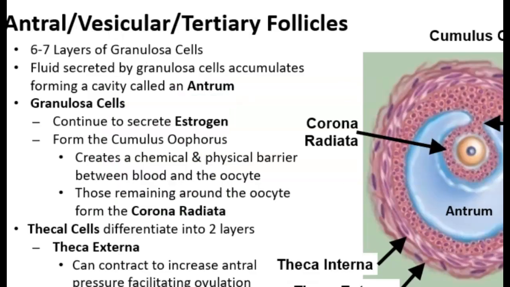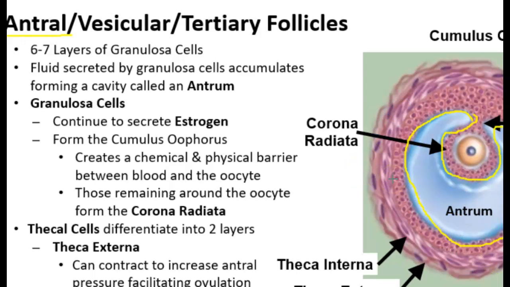Okay, now let's progress on to the tertiary follicle. The tertiary follicle has 6 to 7 layers of granulosa cells, plus then layers of thecal cells on the outside. So the reason that this tertiary follicle is called tertiary or antral is because it's designated as such because of the presence of an antrum. So this fluid-filled cavity that's just huge is called an antrum.